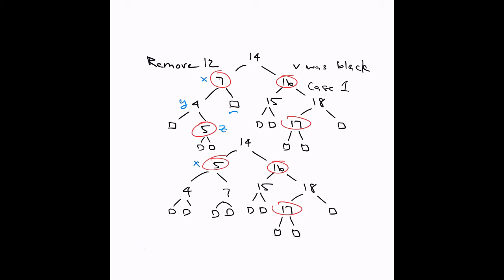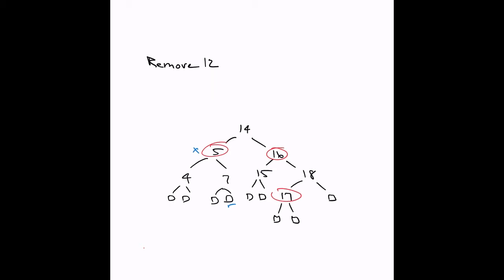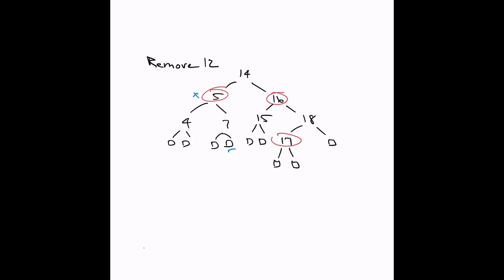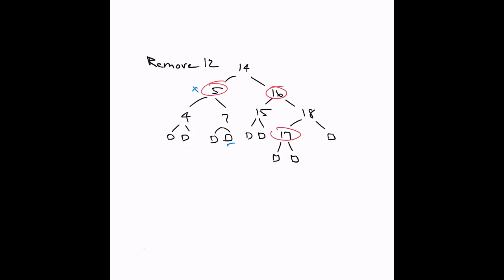4 was already black, and 7 was red and is now black. Then we also set R to black. Let me just put where R ended up. This is R down here, and because it was an external node, it's already black. And so this is our tree after we remove 12.